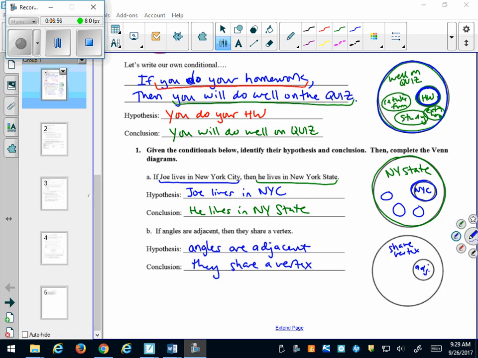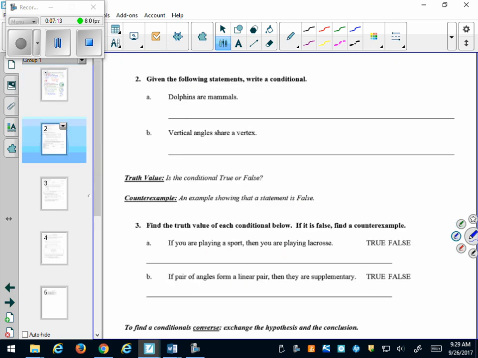Okay, so this is what you should have. Angles are adjacent is the hypothesis. They share a vertex is the conclusion. Your Venn diagram looks like this because there's other types of angles that can share a vertex, like vertical angles share a vertex, right? Okay, let's move on.